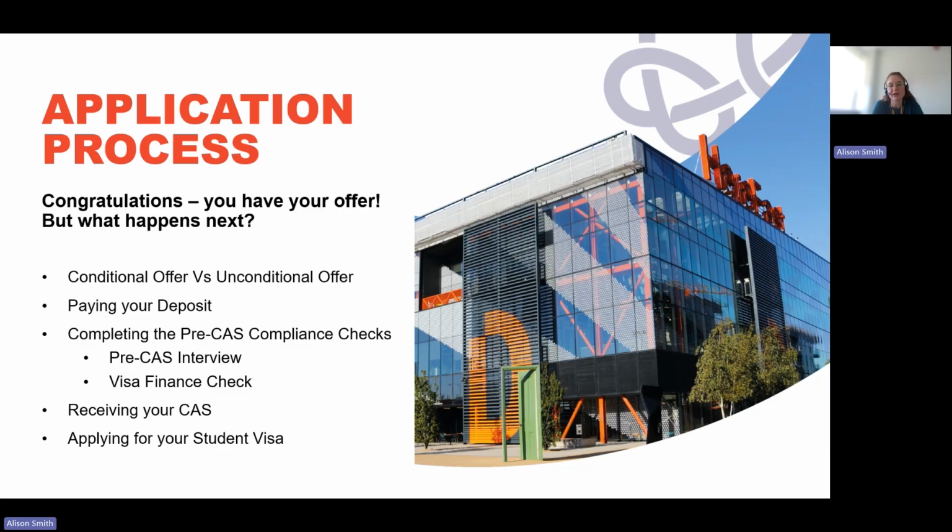Once those 2 aspects have been passed, the next step is for us to start your CAS process. You'll receive an email asking you to check all the details are correct, and once everything has been confirmed, we can issue you with your CAS. And then once you have your CAS, you'll have your unique reference number on there and all the information that you need to be able to make your student visa application.